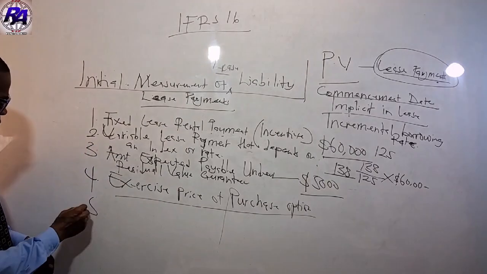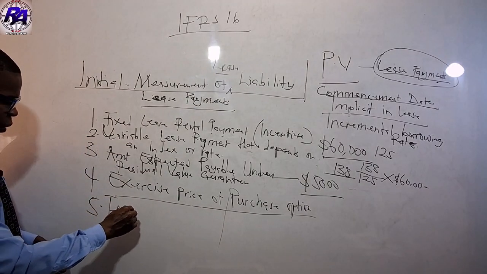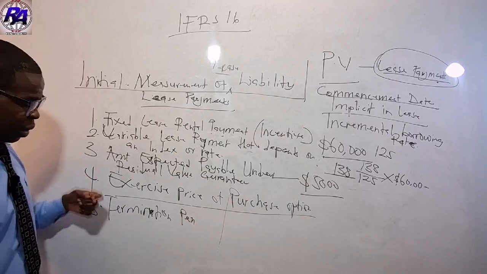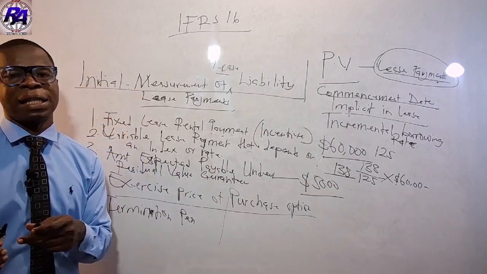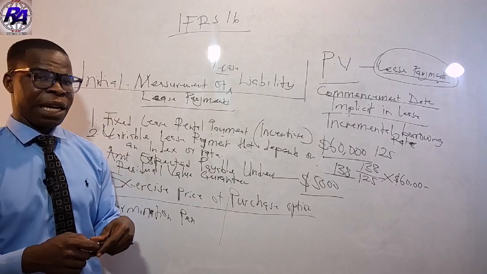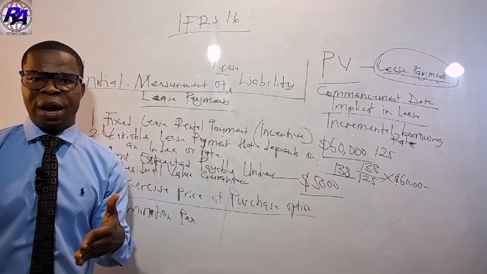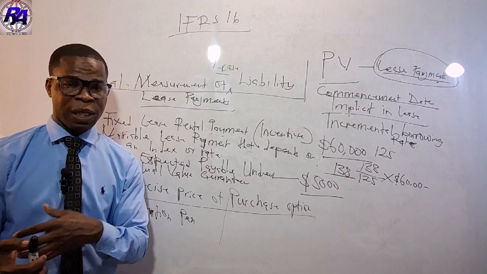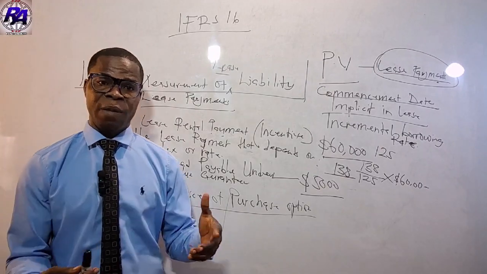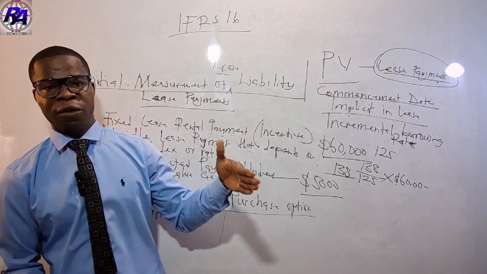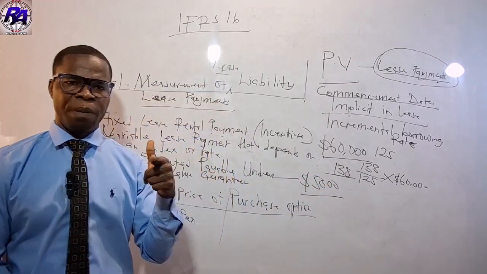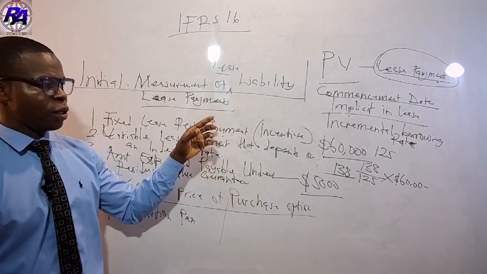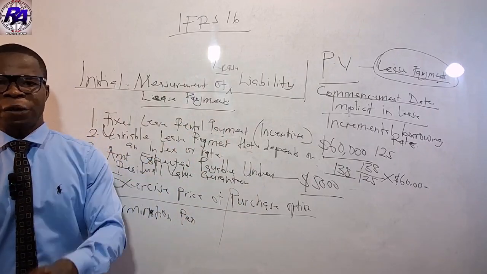And then the last item is what we call termination penalty. Remember, what is a lease? It's a contract, so any contract comes with an enforceable right and an enforceable obligation. In fact, I indicated in our introduction that what is an enforceable right and what is an enforceable obligation is a matter of law, which is jurisdiction specific. So in this case, if the lessee fails to fulfill their side of the contract and terminates the contract, the lessee might be required to make some payment, which is the termination penalty. That, if it's in the question, must also constitute the initial measurement of your lease liability.